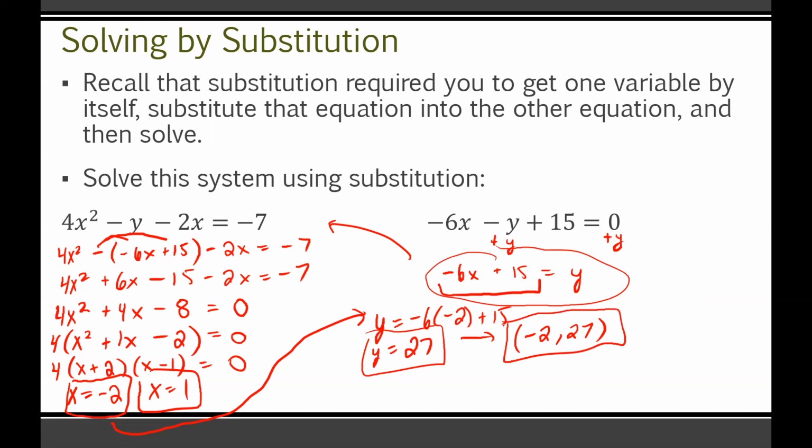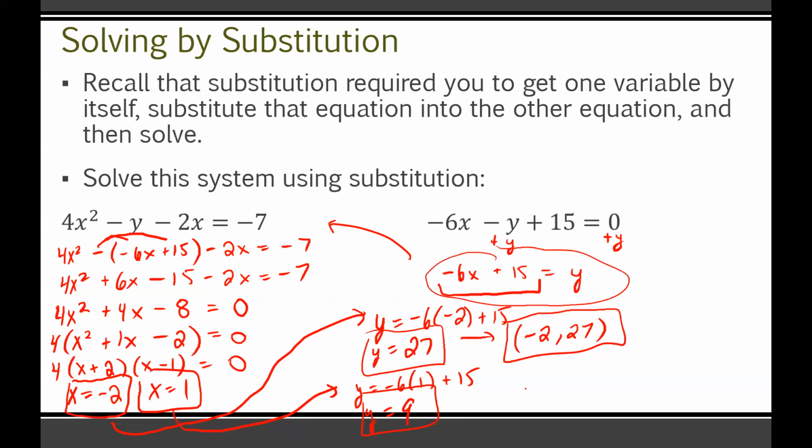And again, the reason I like doing that is this y equals 27 is tied to this x equals -2. When x equals -2, y equals positive 27. So we have to connect them, might as well write it as a coordinate. Now, same with this, x equals 1. I'm going to write it over here. y equals -6 times 1 plus 15. That would be -6 plus 15. So that's going to be y is equal to 9.